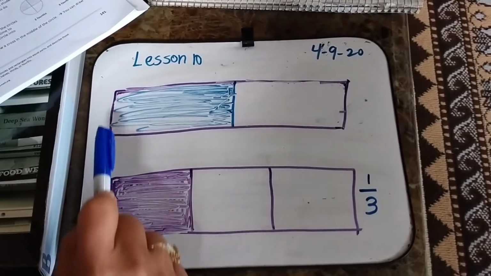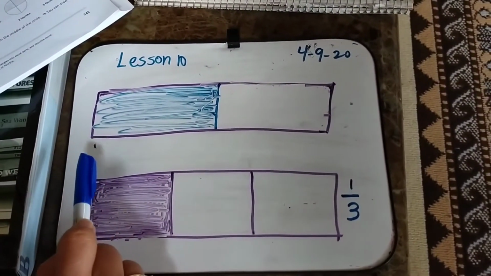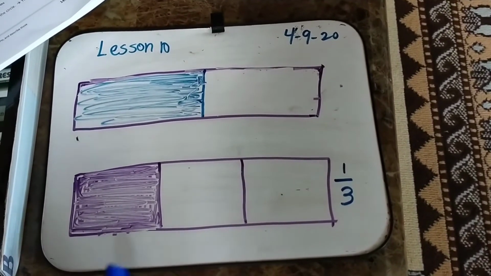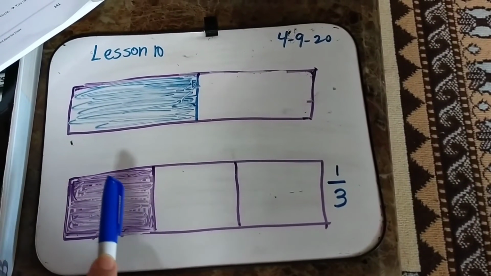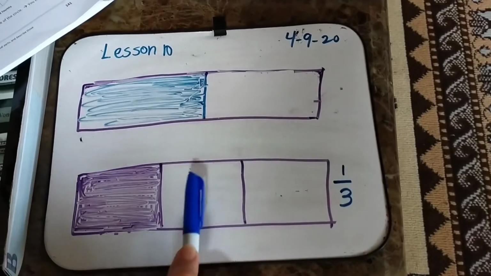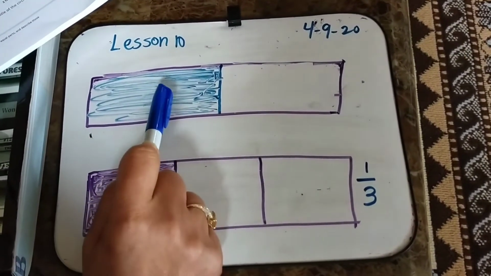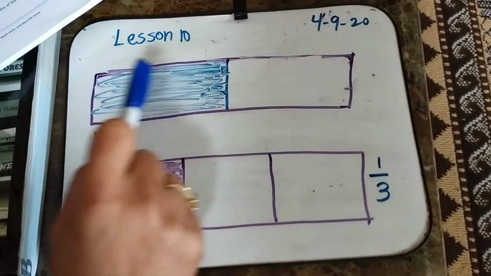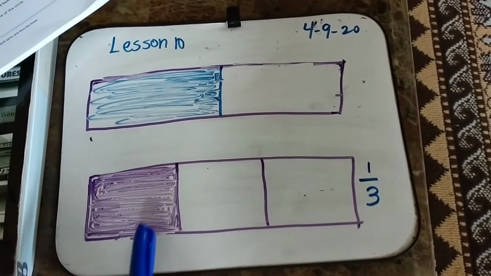Look at both rectangles as a whole. Which one has more parts? You're right, the thirds, because you have three parts here. 1, 2, 3. This one only has two parts. 1, 2. But this part that is shaded is bigger than this part that is shaded here.